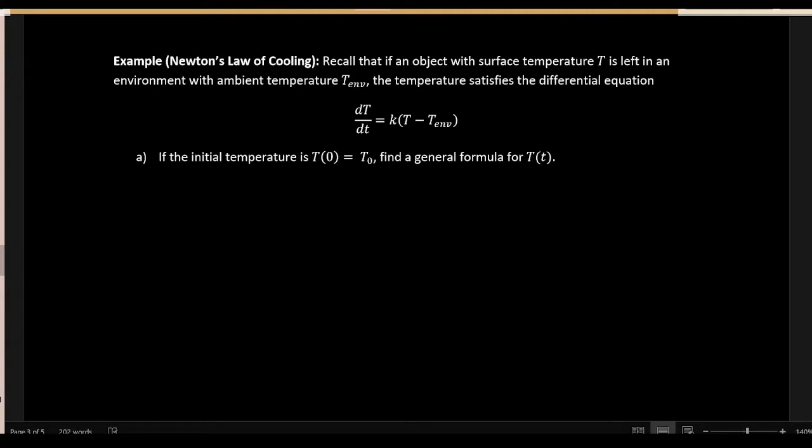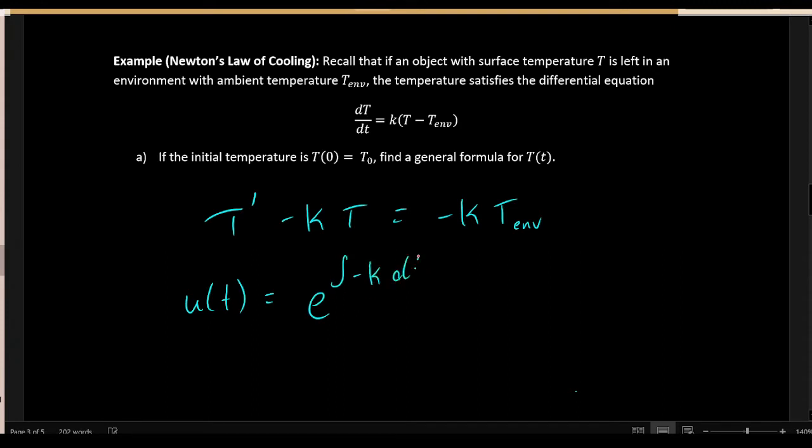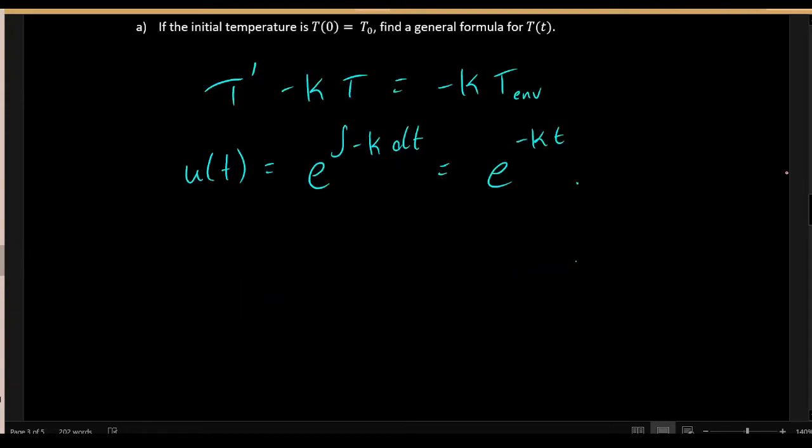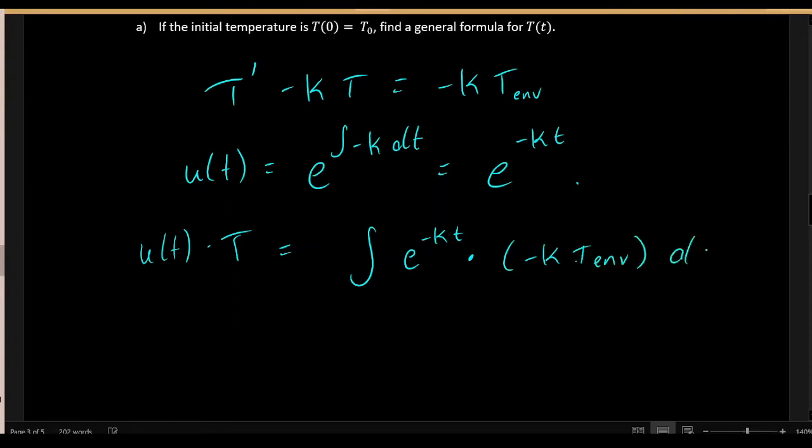Now the first thing that I'm going to do is rewrite this in standard form. The derivative of T minus k times T is equal to negative k times the temperature of the environment. So in this case, our integrating factor, which I will call u of lowercase t, because our independent variable is implied to be time, will be equal to e to the integral of negative k with respect to t, which is e to the negative kt. So that means that our solution, our capital T in this case, satisfies the equation that u times capital T is equal to the integral of u times this function on the right side, which in this case consists of just the two constants, negative k and the temperature of the environment.